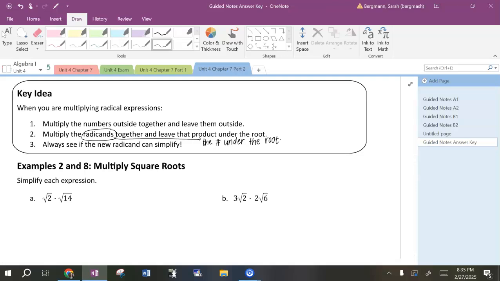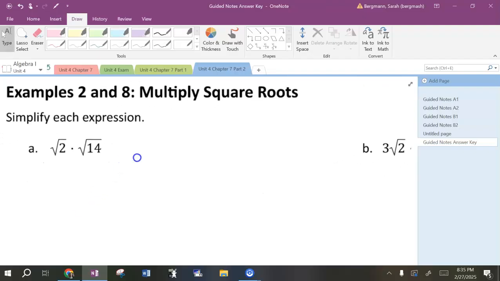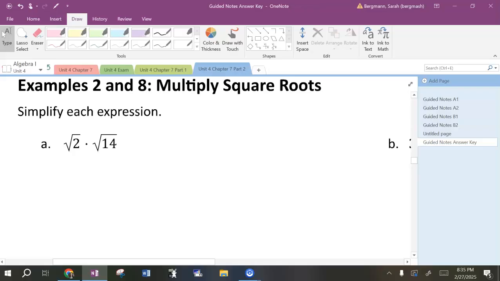So I'm going to give you one problem where we're going to go through all 3 of those steps and then also show you how to do it a little bit easier instead of multiplying them all the way up, because you'll probably end up having to break them back down anyways. So let's take a look at this example, square root 2 times square root 14.